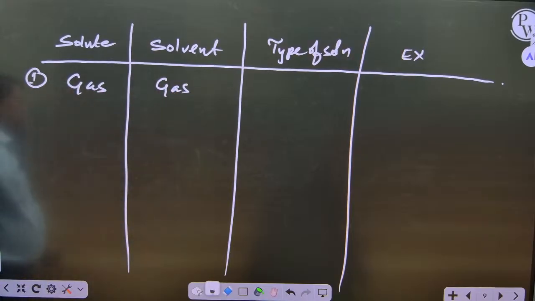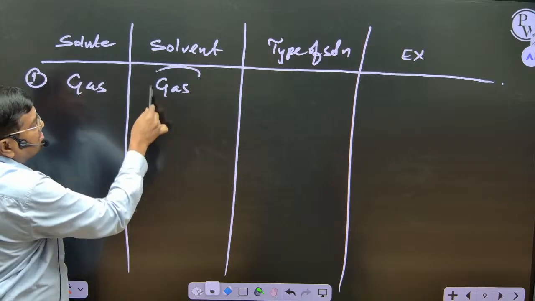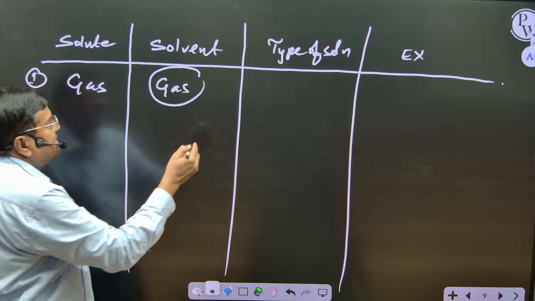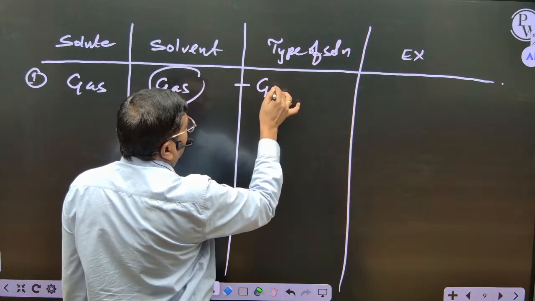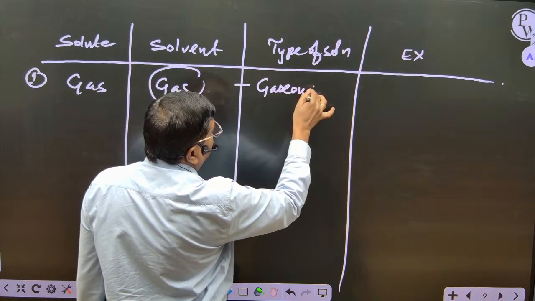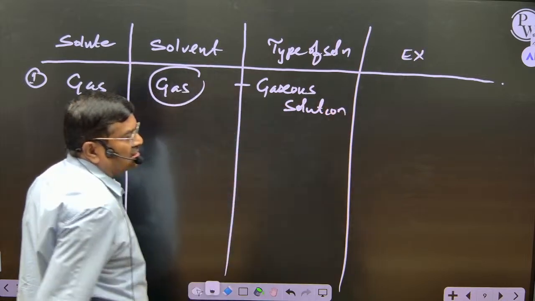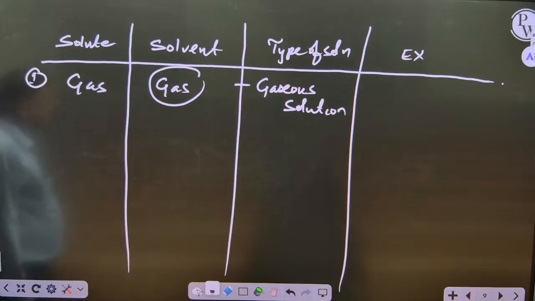So which component is larger amount, student, in this solute and solvent? Gas is more, no? So as gas component is more, what type of solution do we call? Gaseous solution we call. Getting idea? So among the solute solvents, since gas is more amount, we call it as gaseous solution. Clear? Now what is the example for gaseous solution?